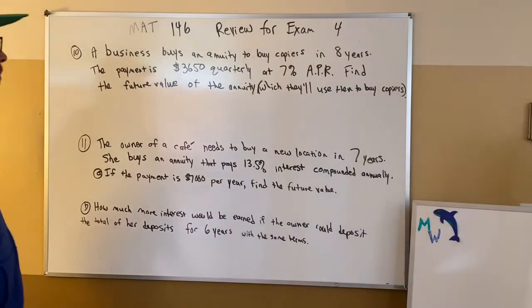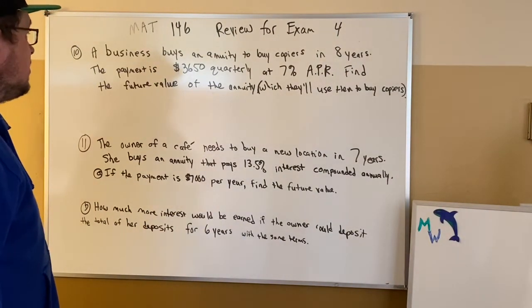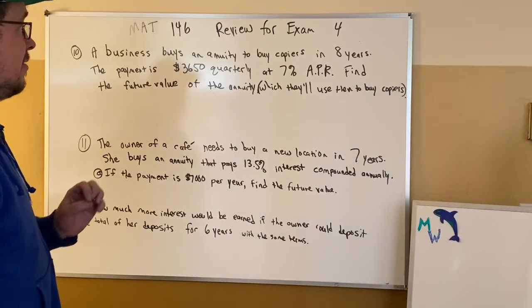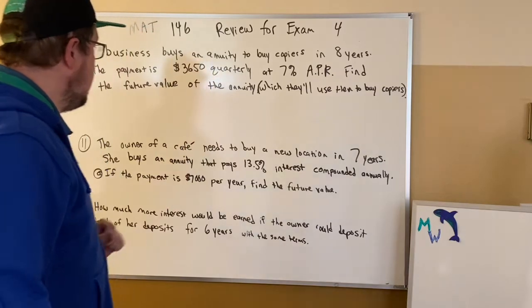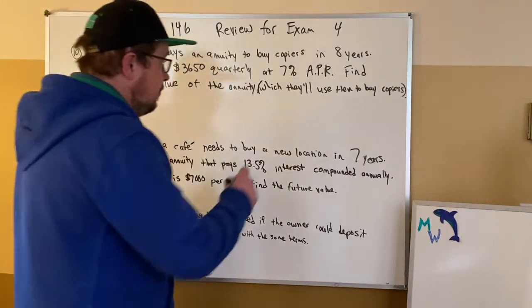A business buys an annuity to buy copiers in 8 years. The payment is $3,650 quarterly at 7% APR. Find the future value of the annuity, which they'll then use to buy copiers.